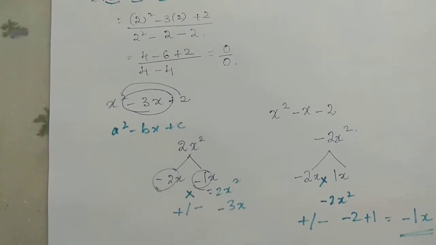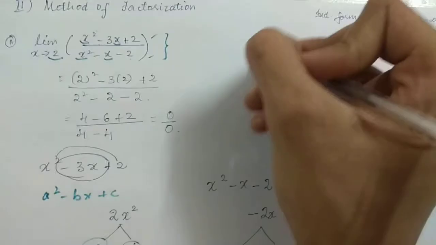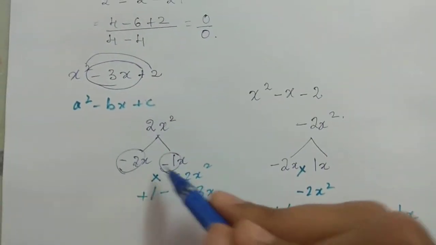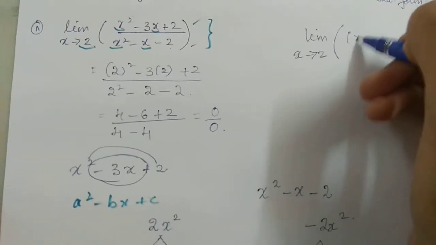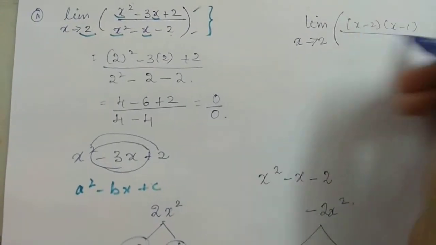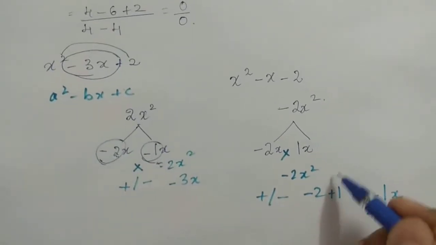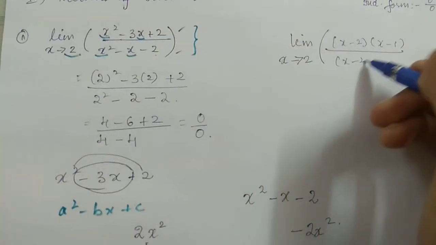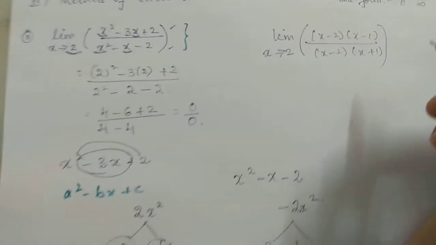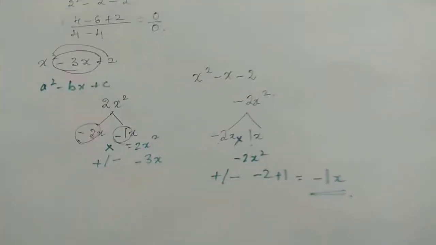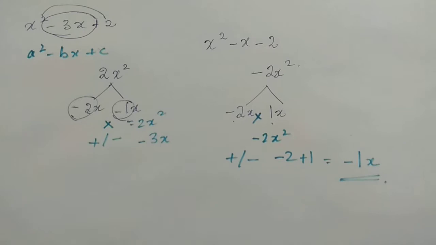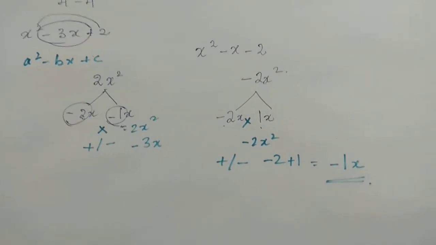So therefore, let's rewrite our question. Limit x tending to 2. Your two factors are minus 2 and minus 1. So x minus 2 into x minus 1 divided by, here your two factors are again minus 2 and plus 1. x minus 2, x plus 1. I hope you know how to factorize. I haven't elaborated on factorization because this is a basic concept. I have done it very quickly.